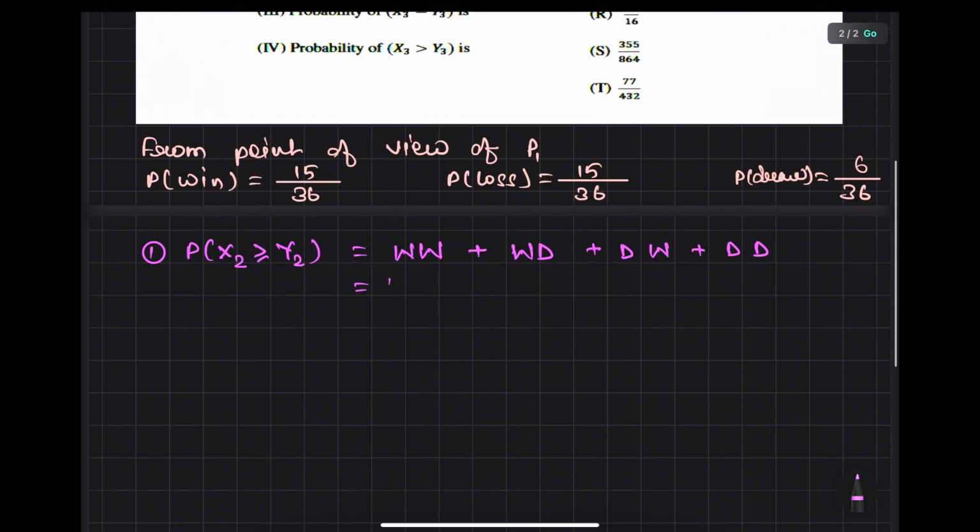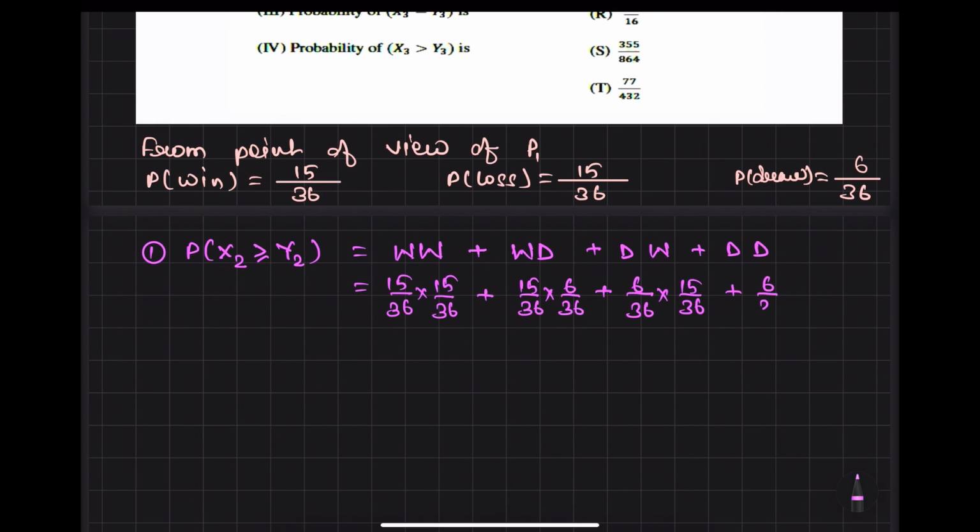So for win it is 15 by 36, 15 by 36 plus 15 by 36, and draw is 6 by 36. Now draw is 6 by 36, win is 15 by 36, and then 6 by 36, 6 by 36. You have to take common, you have to simplify. So for simplification you should always go with commons, and also don't multiply, rather simplify things. Okay, so this would give you the answer for the first part.